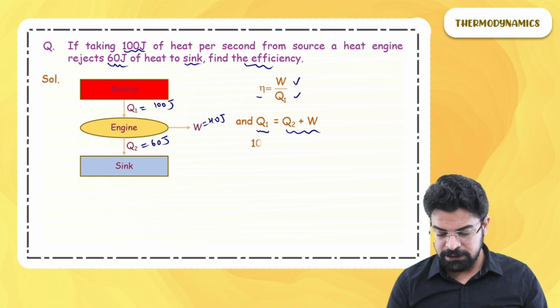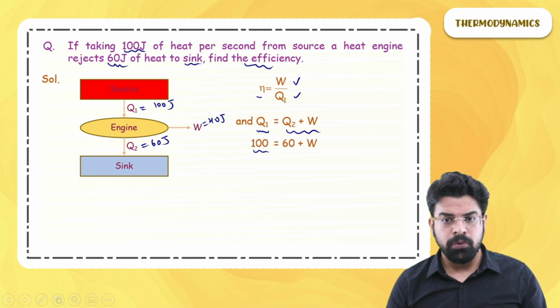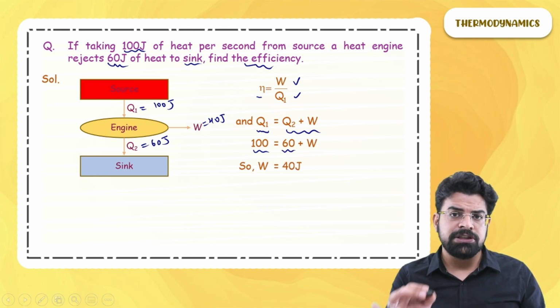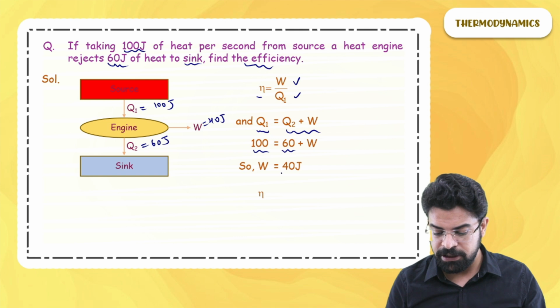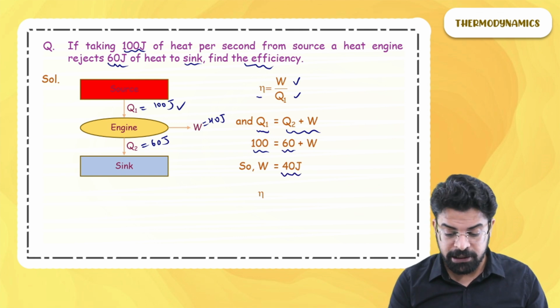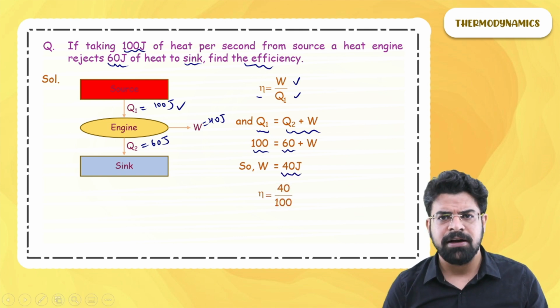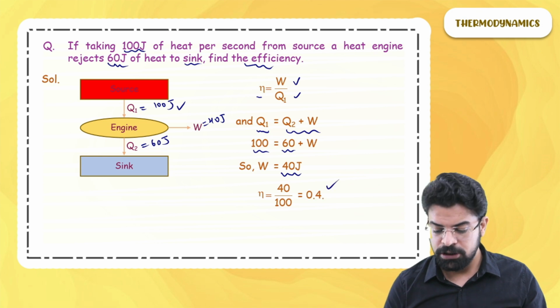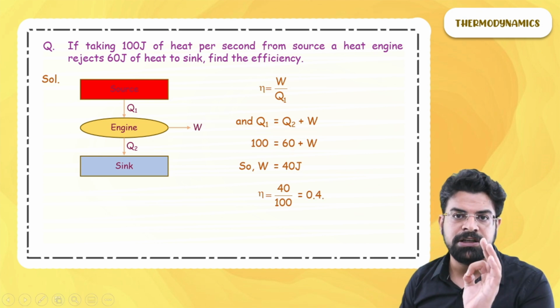Now Q1 is given to us as 100, Q2 is given to us as 60, so the work done comes out to be 40. So the efficiency of this heat engine has to be simply work done 40 upon the heat given, which is 100, and 40 by 100 is nothing but 0.4. So efficiency of this particular heat engine is 0.4.